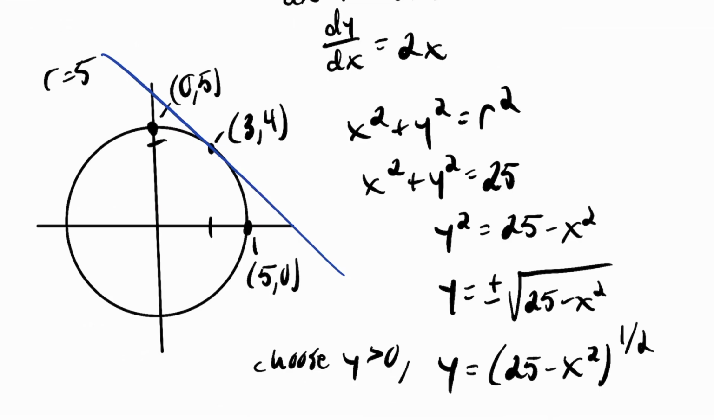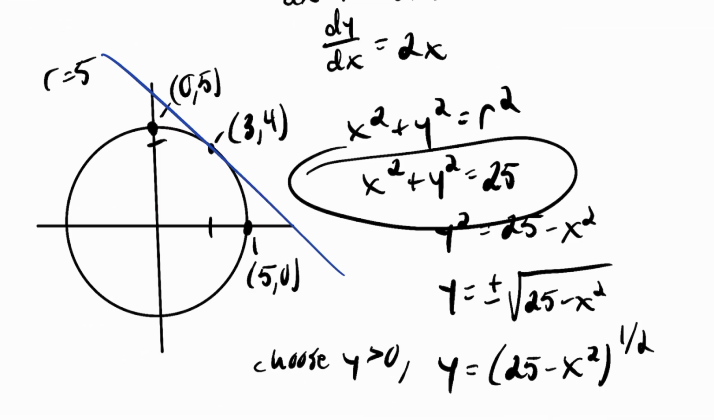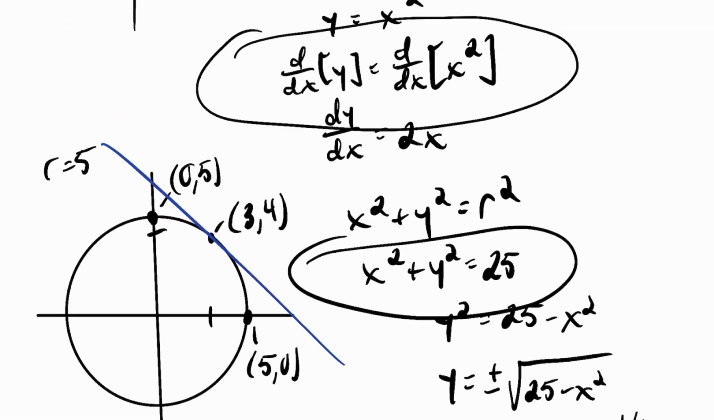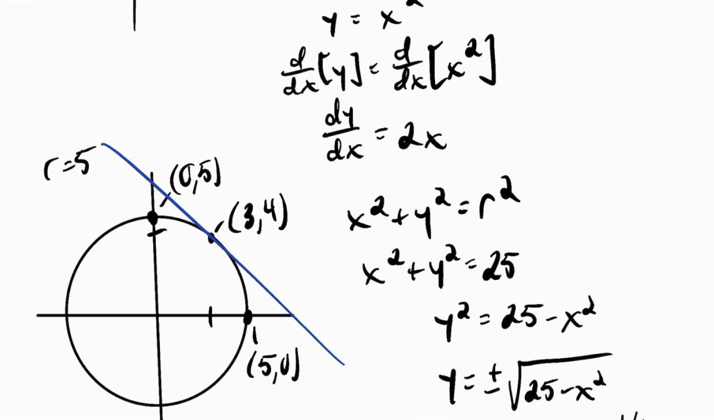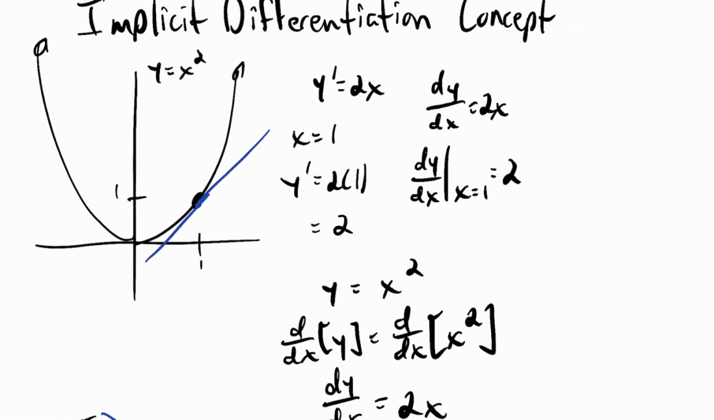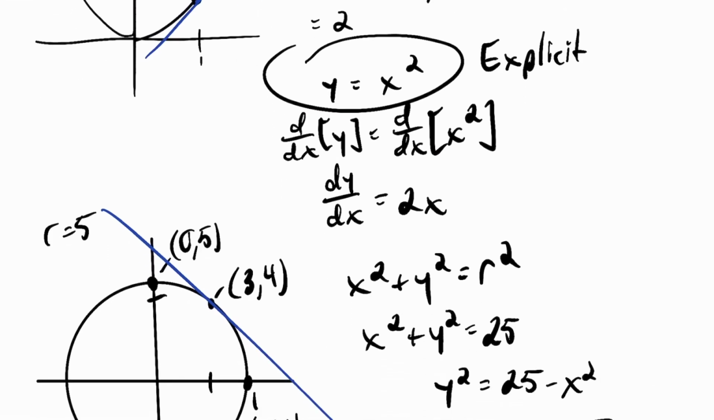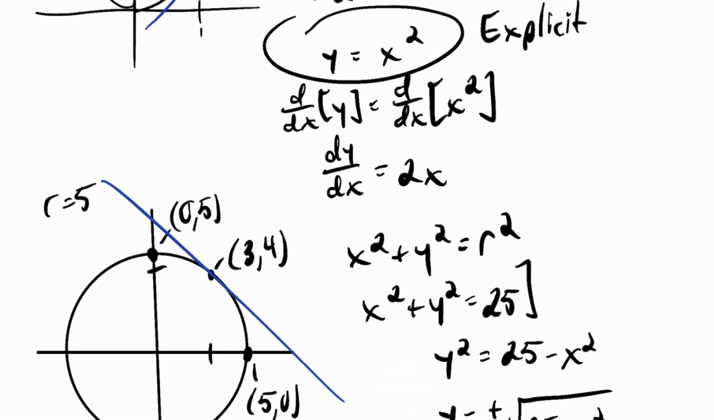I want to backtrack a little bit and go back to this equation and try this other approach of applying the derivative to both sides. This is what's called implicit differentiation. Backtracking a little bit more, the way this equation is written, this is called an explicit equation. You're given y equals some formula, right? This is called an implicit equation.